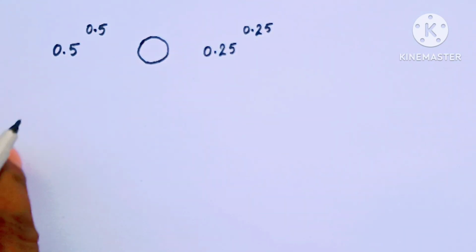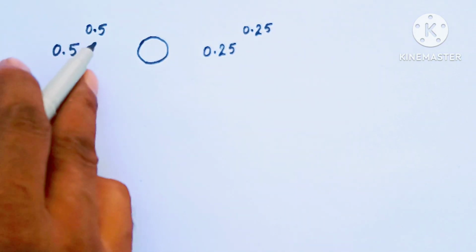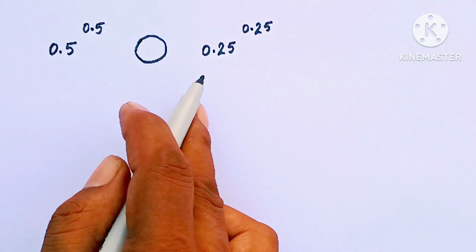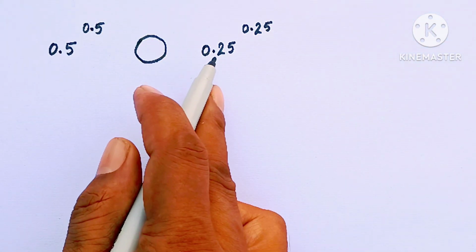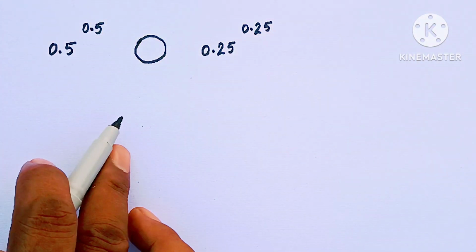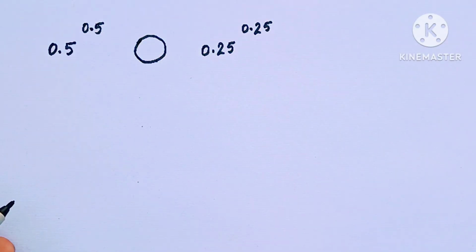Today we have this question: 0.5 to the power 0.5, and here on the right side we have 0.25 to the power 0.25. We need to find out which one is greater.